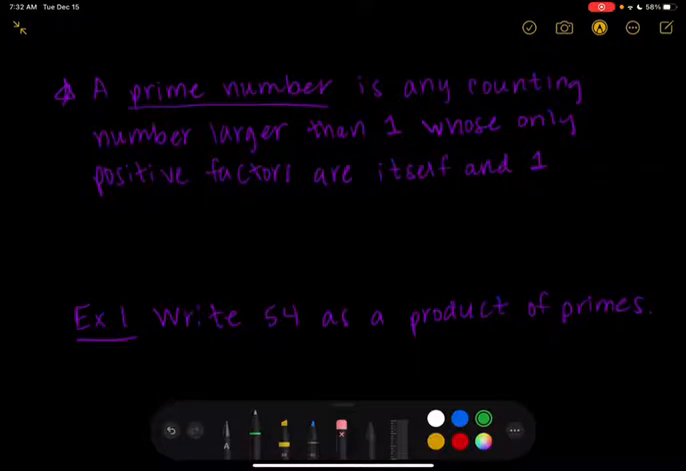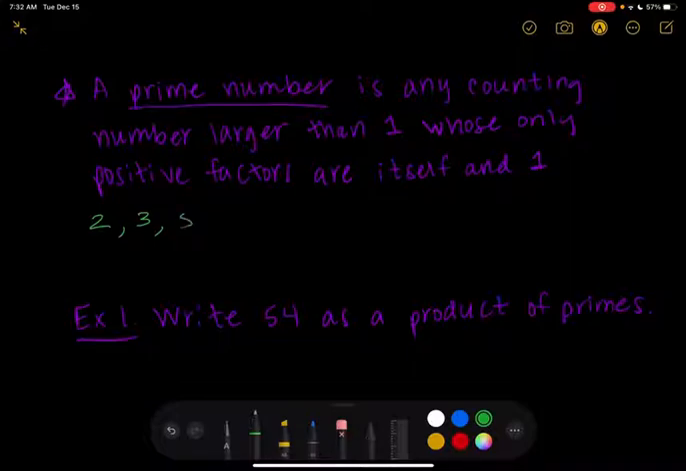Next, a prime number is any counting number larger than 1 whose only positive factors are itself and 1. So prime numbers, 2 would work because 2 doesn't have any factors that go into it besides itself and 1. How about 3? Yeah, 3 would work. Would 4 work? 4 would not work because some factors of 4 would be 2 times 2. So it has other factors besides itself and 1.